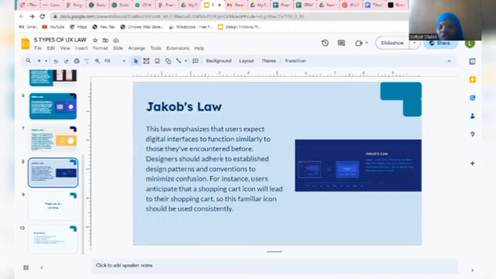Jacob's law. This is another law of UX. This law emphasizes that users expect digital interfaces to function similarly to those they have encountered before. Normally when you are using a website, there is a pattern, and this is the way people see it. But when you give them another design, it looks strange to them. People are familiar with things they have seen on websites. So this is the difference.